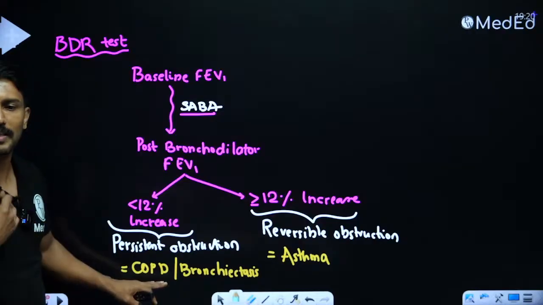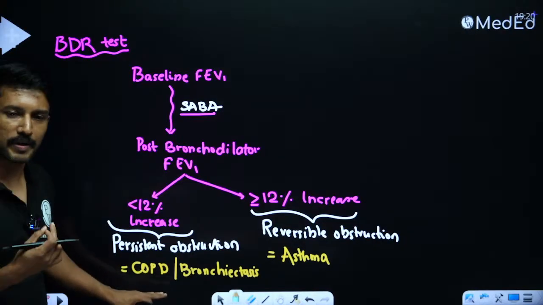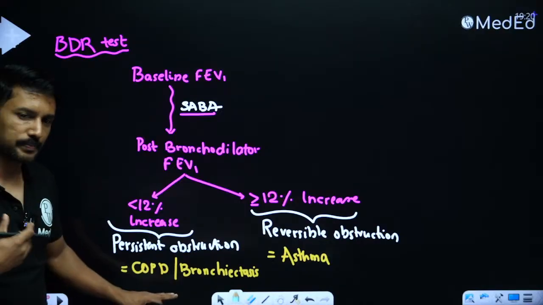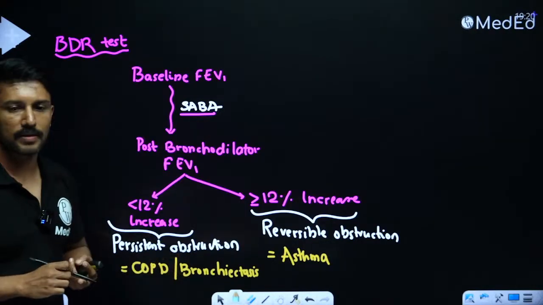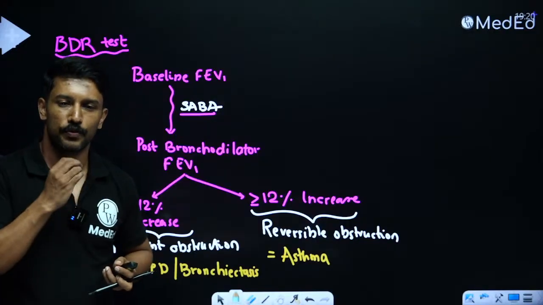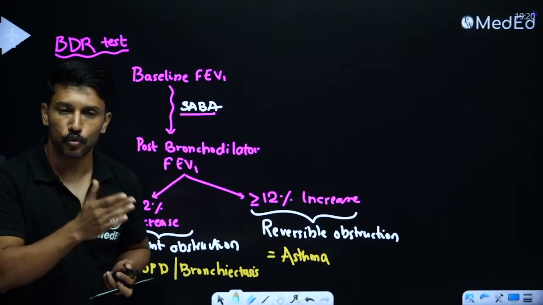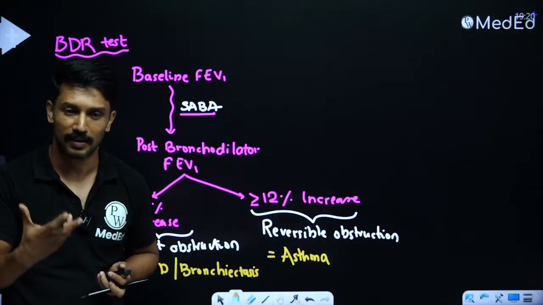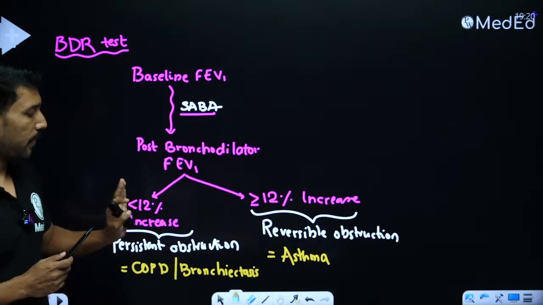In COPD, the examiner may mention history of smoking, pursed lip breathing, barrel-shaped chest, tripod position, right? In case of bronchiectasis, he will mention copious expectoration. He may give the context or history of tuberculosis or other conditions known to cause bronchiectasis like Kartagener syndrome, cystic fibrosis, right? Young syndrome, those will be mentioned.